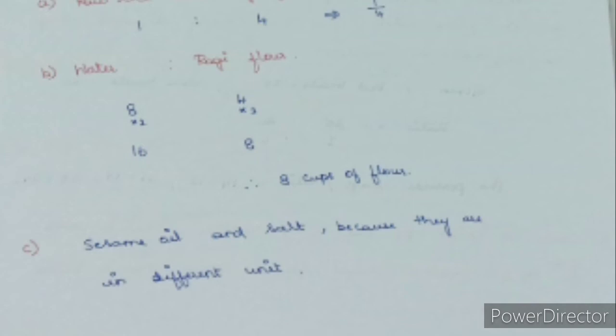Next question will be which cannot be taken into ratio, because sesame oil and salt will be given in different units. Oil will be given in milliliter and salt will be given in milligram. Okay, so both are in different units, so we cannot go for ratio. Understood? We'll go with the next question.